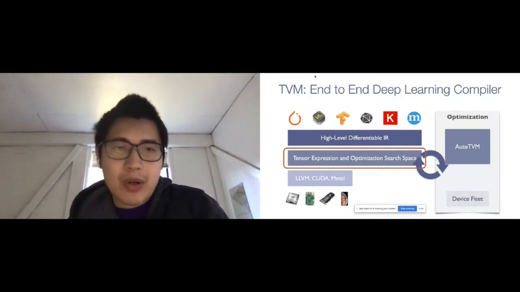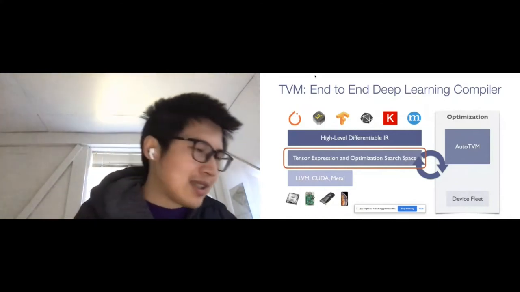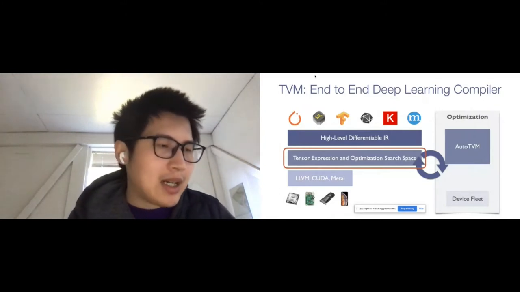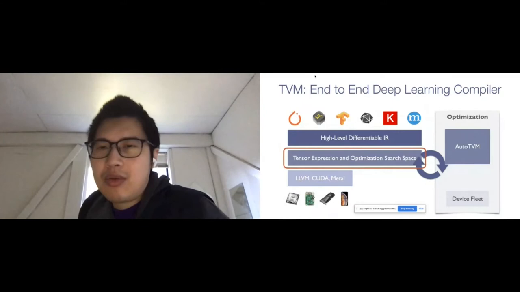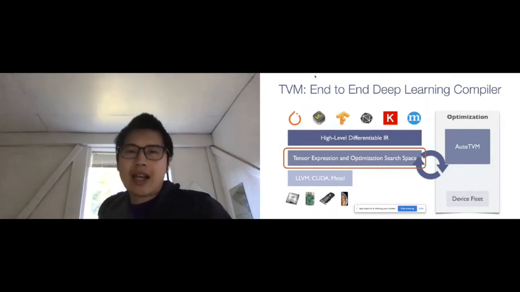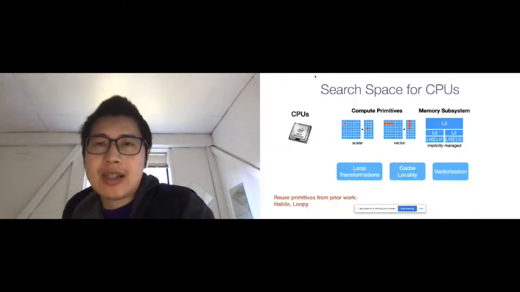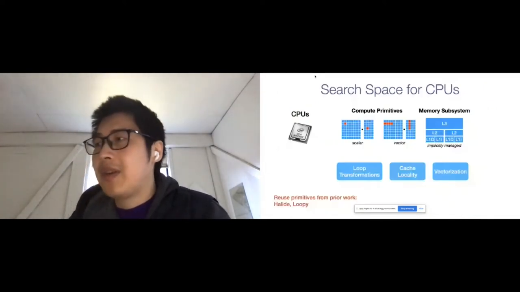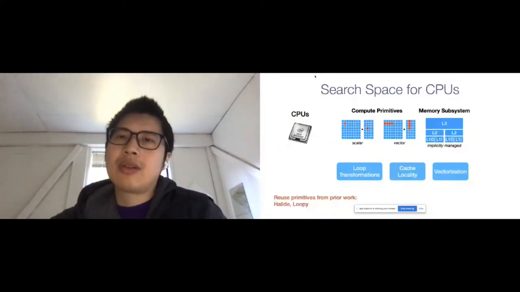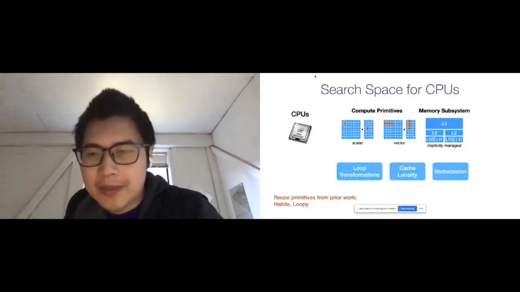For CPU-based programs, we can reuse a lot of existing primitives from existing frameworks like Halide or Loopy to do loop transformations, make use of cache locality, and do better vectorization. Things become more interesting as we start to look at other kinds of hardware, like GPUs or emerging new accelerators.